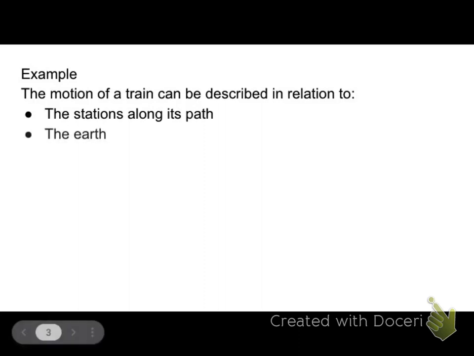However, you could also compare it to the Earth. Where it is on the surface of the Earth changes. Also, the Earth is spinning, so even when the train is stationary, it's technically moving when compared to the rotation of the Earth. You could also compare it to the solar system, because the Earth is moving around the sun, and our solar system is orbiting other solar systems out in the galaxy. So compared to that, everything is always moving all the time.